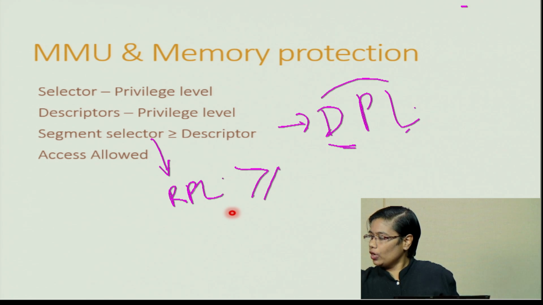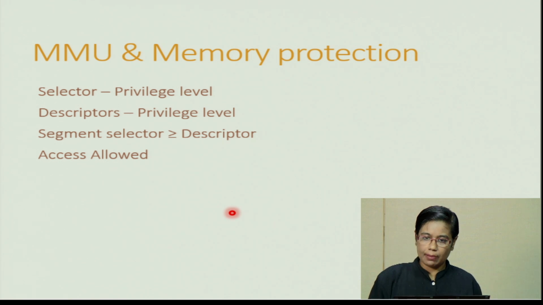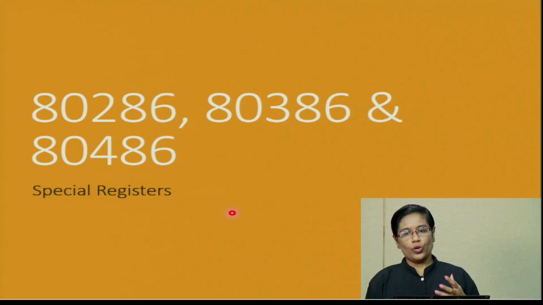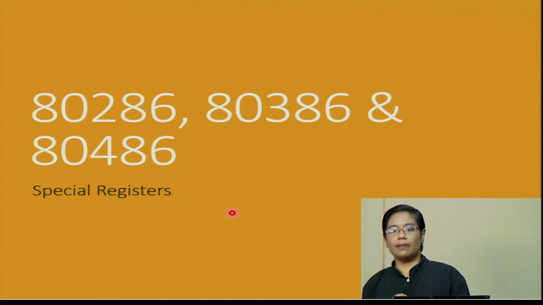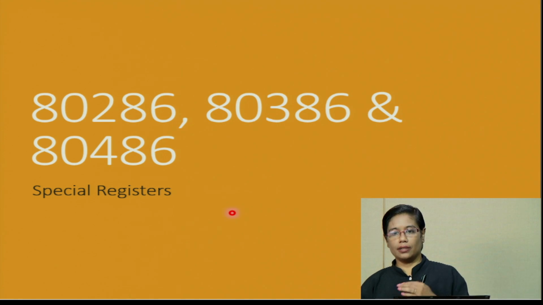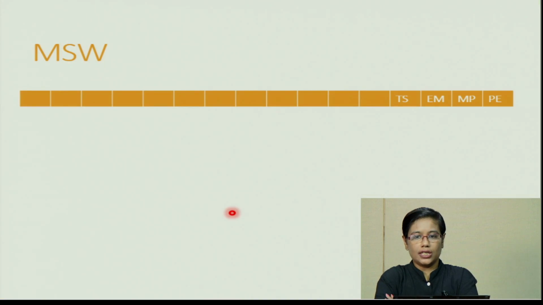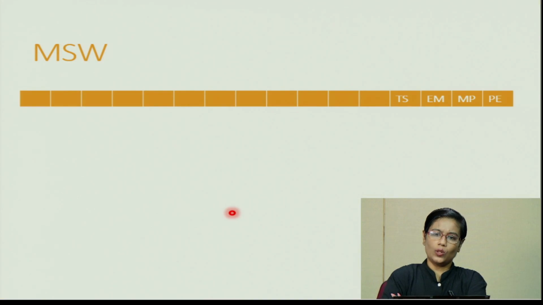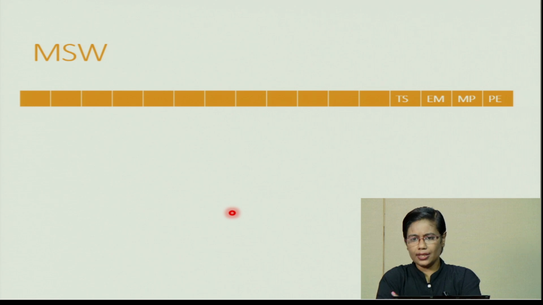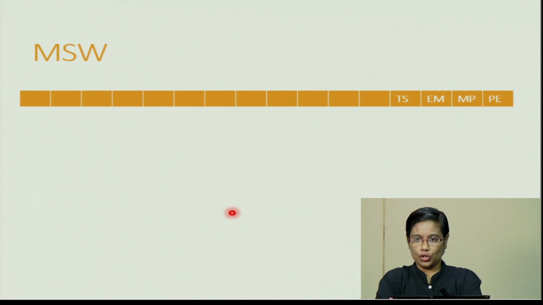Now, before we go on and look at memory management, let's look at some of the special registers which are used for implementing memory management features such as virtual memory and protected memory. So we have the machine status word. This machine status word is available in the 80286. In the 80386 or 486, it becomes the CR0 register. So what does this machine status word indicate in the 80286?